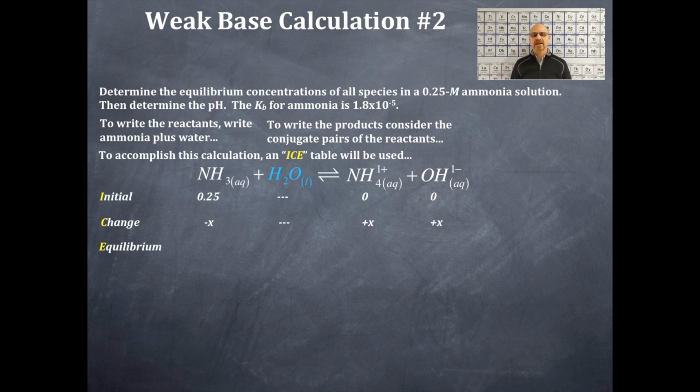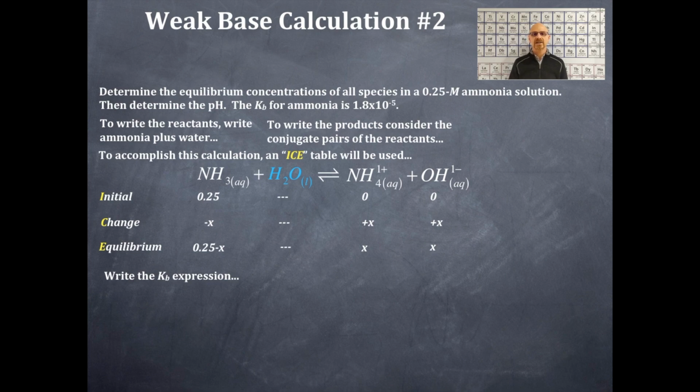So for the ammonia, I'm going to have 0.25 minus x. For the water, I'm going to have nothing again. And then for the ammonium ion, it's 0 plus x, that's x, and the hydroxide is 0 plus x, that is x. Okay, now at this point we're going to write the Kb expression.